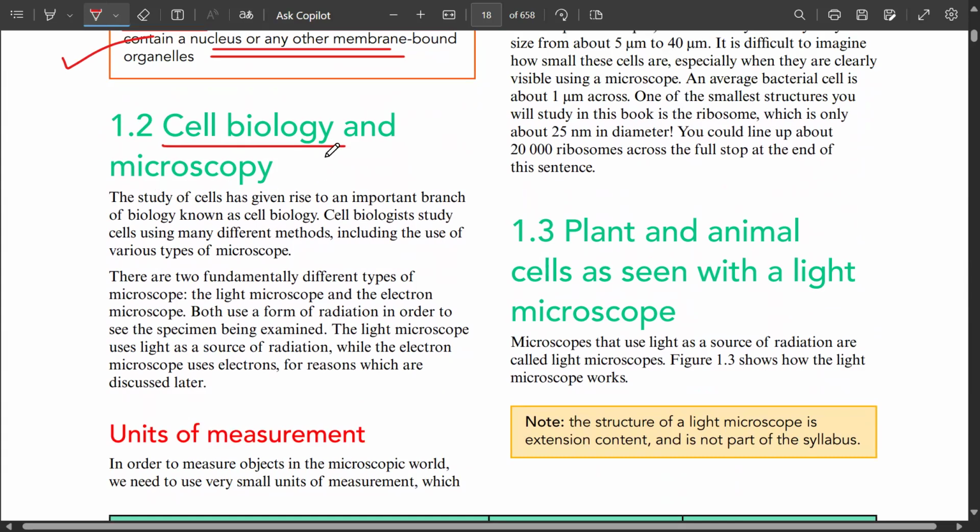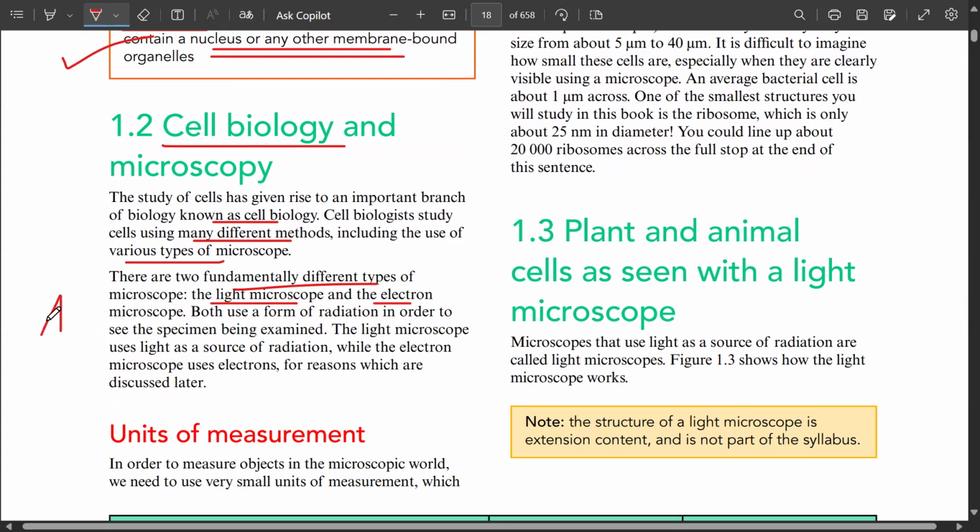Cell biology and microscopy. Now, the study of cells was first started by Robert Hooke, then Schwann, then Schneider, and then came German scientists and botanists and many more who have finally formed the whole structure of the cells. And it all stops when we are able to differentiate between prokaryotes and eukaryotes. The study of cells has given rise to an important branch of biology, which is known as cell biology. Cell biologists study cells using many different methods, including the use of various types of microscope. There are two fundamentally different types of microscope, light microscope and electron microscope.